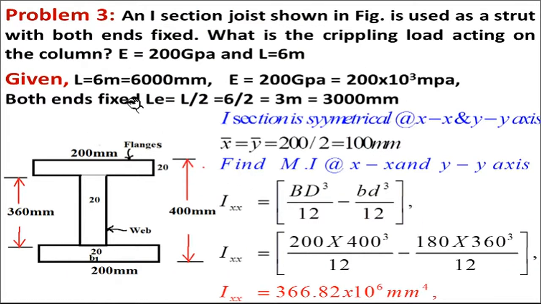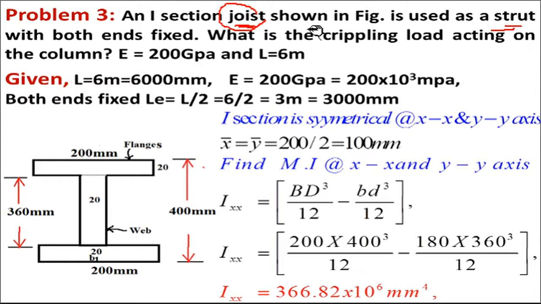Now this third problem. Here an I section joist. Joist means what? Joist means column. Okay. For steel, column is called as the joist. Steel column is called as the stanchion. Okay. So joist means column. An I section joist is used as a strut. Okay. Yeah, sorry, joist means beam. Sorry. So joist means beam, means that I section beam is used as a strut.